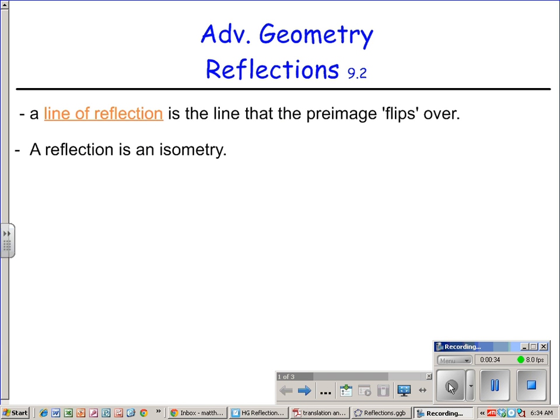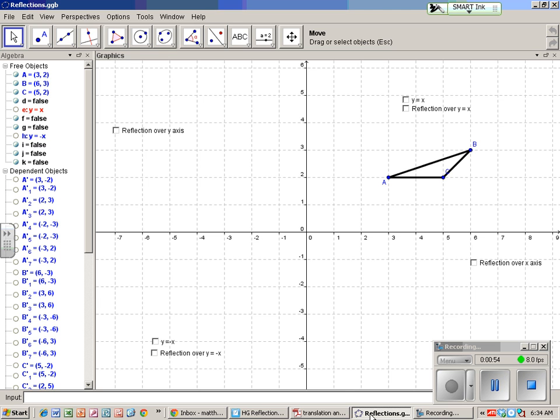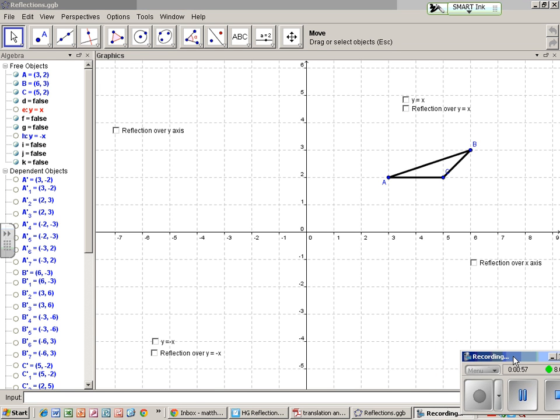Now, in the first part, the translations, that was the shifts, we talked about what an isometry was. It's a transformation that preserves shape, meaning pre-image and image are going to be congruent. A reflection is an isometry. To give you an idea of what reflections can look like, just starting with this triangle, triangle ABC, I'm going to reflect it over the y-axis.